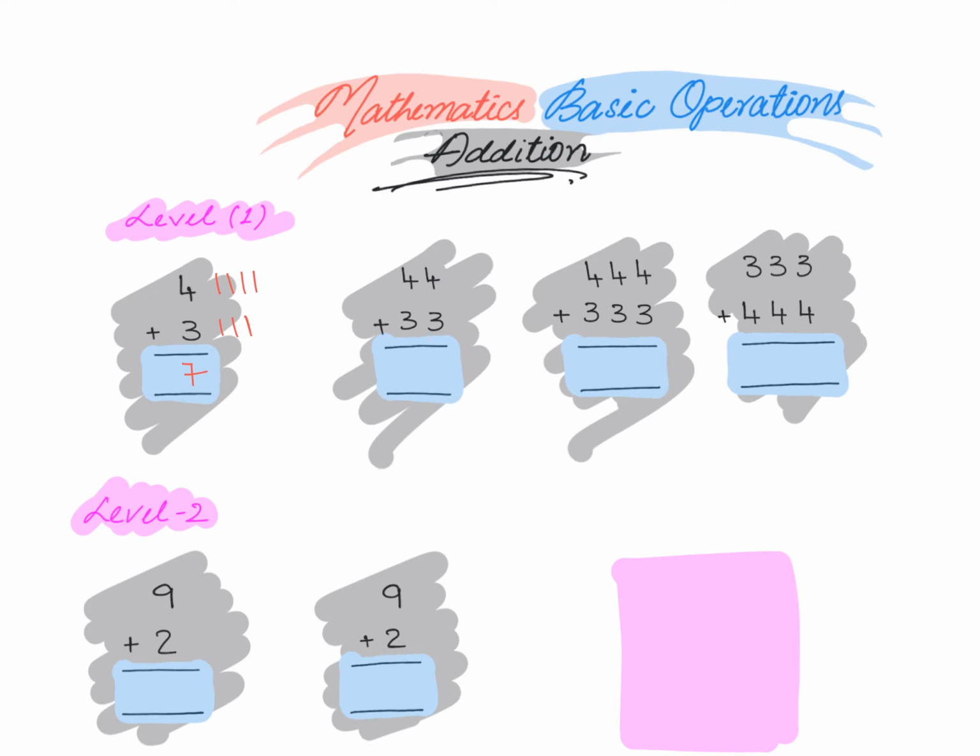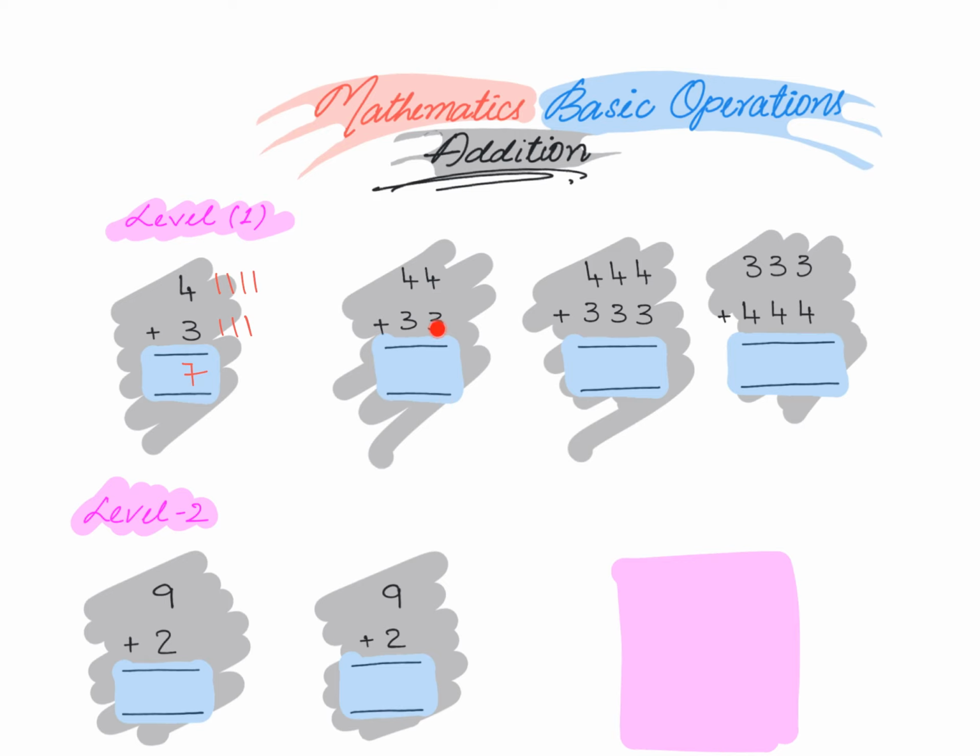Now coming to double digit numbers, 44 plus 33. So how do we add them? Yeah, we add them column wise. First we add this row, 4 and 3. 4 plus 3 is 7, as we have already solved over here. So 4 plus 3 gives 7, and 4 plus 3 gives 7. So the answer will be 77.